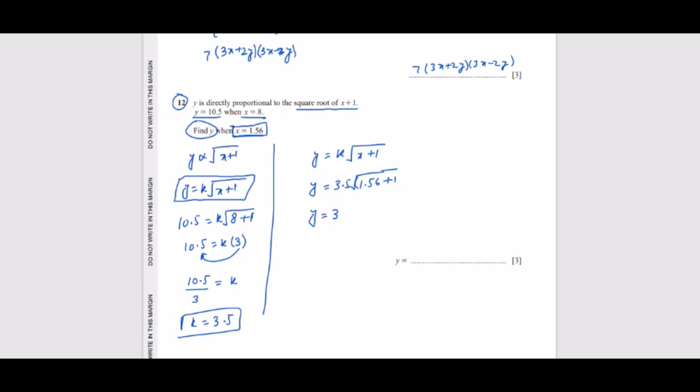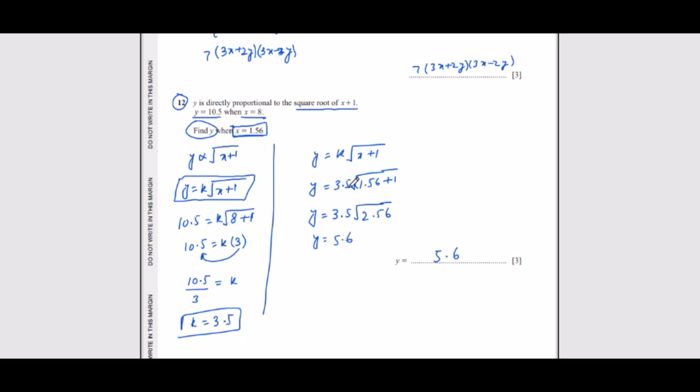Y is equal to 3.5 into, add these values, that is equal to 2.56. So 3.5 multiplied by square root of 2.56 is equal to 5.6. So the final answer is y is equal to 5.6.